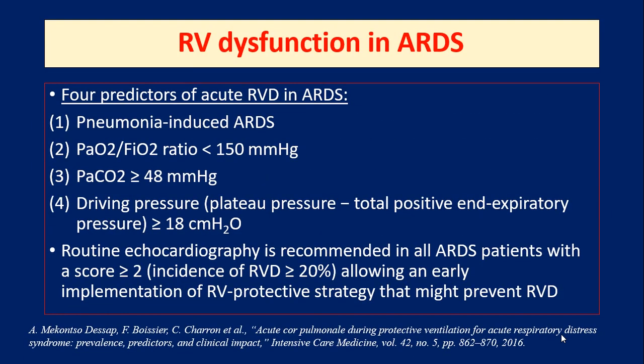So, four predictors of acute right ventricular dysfunction in ARDS: pneumonia-induced ARDS, PaO2/FiO2 ratio less than 150 millimeters of mercury, PaCO2 more than 48 millimeters of mercury, and driving pressure more than 18 centimeters of water. So routine echocardiography is recommended in all ARDS patients with a score of equal to or more than 2, allowing early implementation of a right ventricular protective strategy that might prevent right ventricular dysfunction.